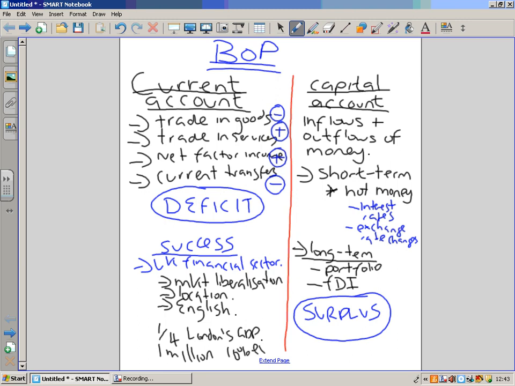10% of our exports are financial services. So it just shows how important the financial sector is to the success of our services, but overall to our current account as well, because what services do, they reduce the overall deficit created by trading goods.